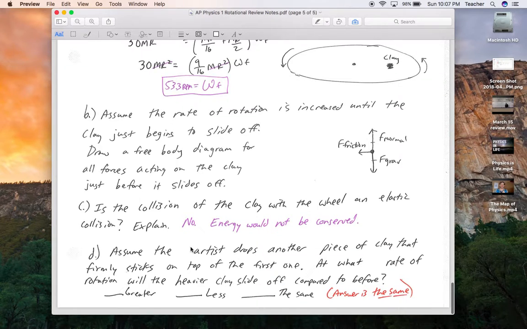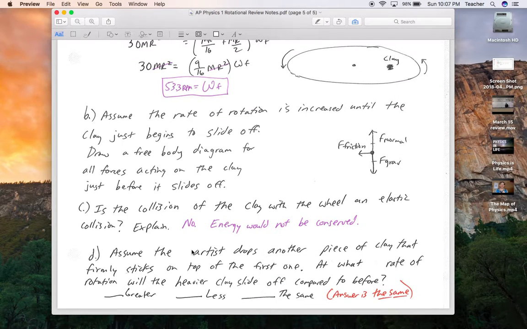The last part was saying assume that the artist drops another piece of clay that firmly sticks on top of the first one. So right here, it's twice as thick. At what rate of rotation will the heavier clay slide off compared to before? Greater, less, the same? That would be the same. Why? Because the part of clay sticking to the potter's wheel is sticking due to friction. And the coefficient of friction only depends on the material that's interacting, and that's still going to be the clay and the potter's wheel. So if the blob was dropped on top, you'd have twice the mass, which is twice the normal force, but also twice the friction, because again, the coefficient of friction would be the same.